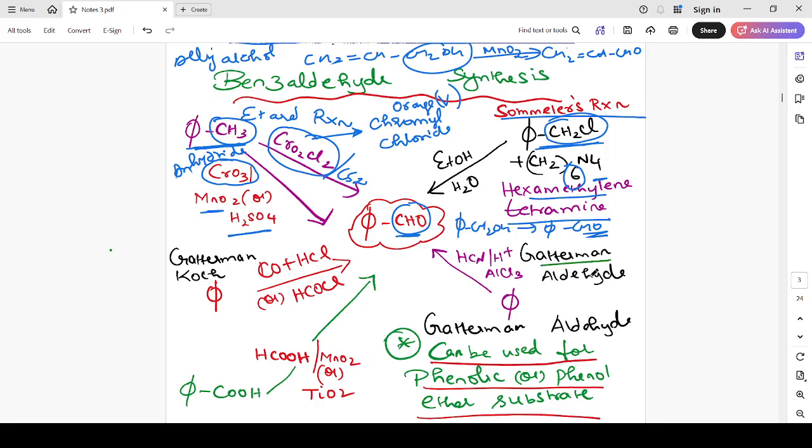The next reaction is the Gattermann aldehyde reaction. Very prominent usage for phenolic or phenolic ether substrates. I have phenol here. If you want to attach an aldehyde unit to this, for that it's very prominent. Doesn't mean only for phenols I can use it; even just benzene you can use it. Hydrocyanic acid, HCl in the presence of aluminium chloride attaches aldehyde here.